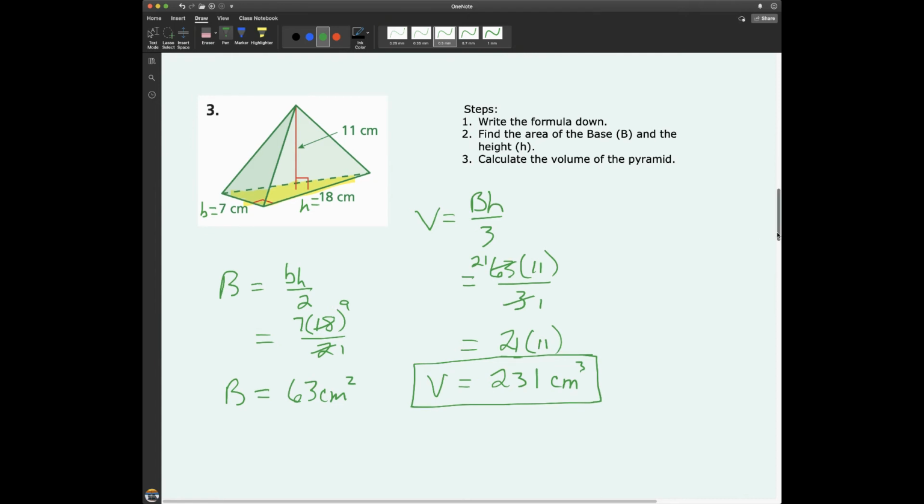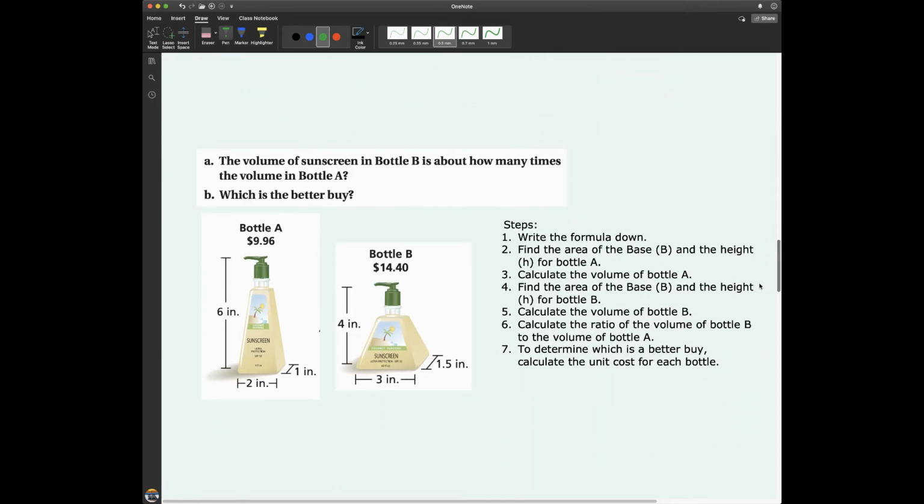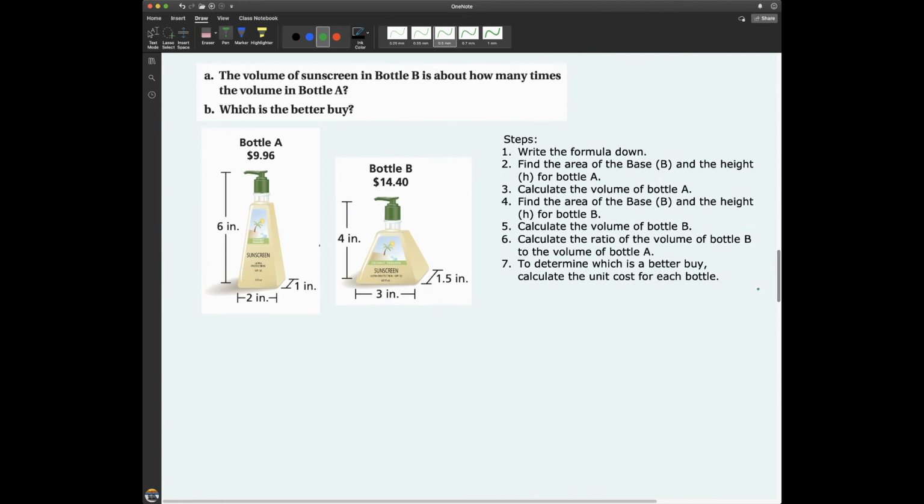All right, next problem. Here I've got 2 bottles of sunscreen. This bottle is bigger than that bottle. This bottle costs more than this bottle. You want to figure out how many times bigger is that bottle than that bottle. So we've got to find the volume for each one of these bottles. All right, so let's do that.